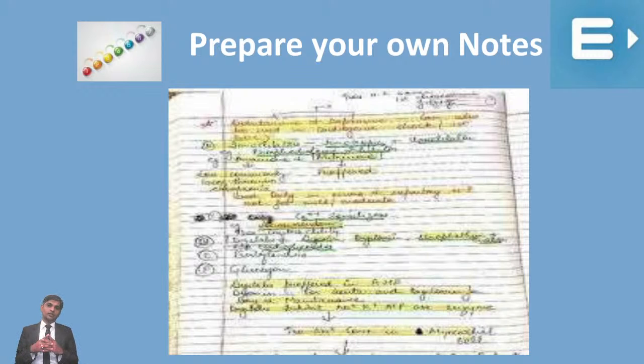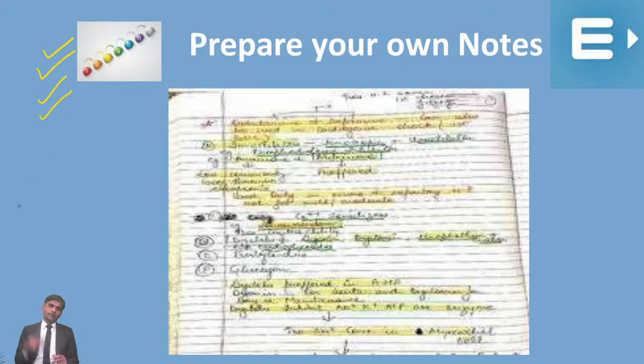The problem is, if you are not preparing your own notes, you can't read hundreds of lines from the books every time. So you may gist it. You may convert the entire syllabus, the entire subject you are taking, maybe into one page. So in that case, preparing your own notes plays a major role.